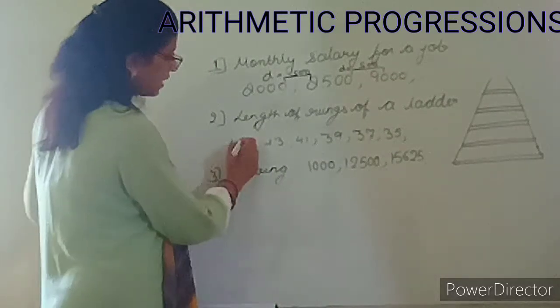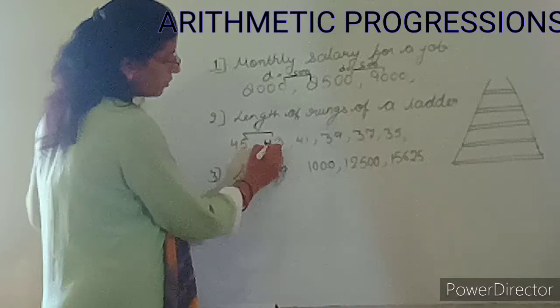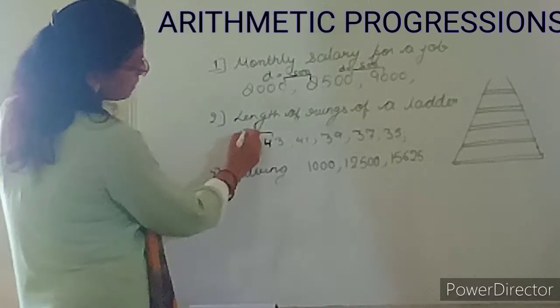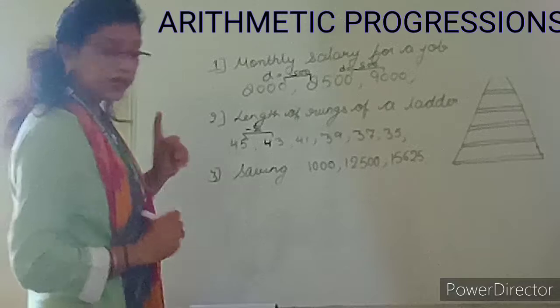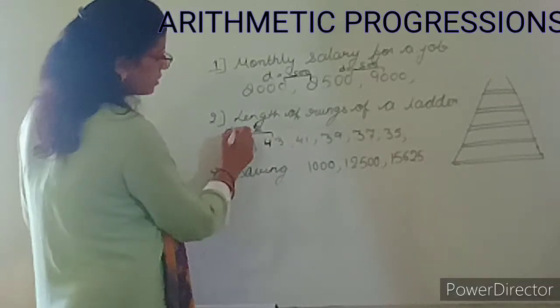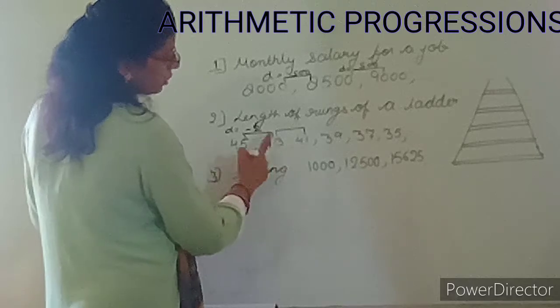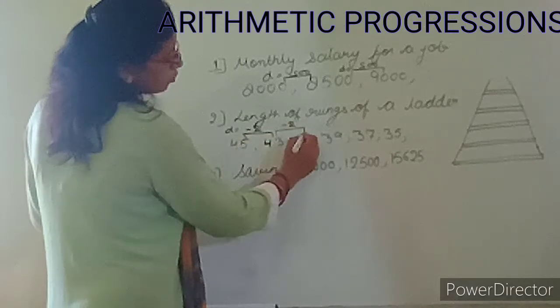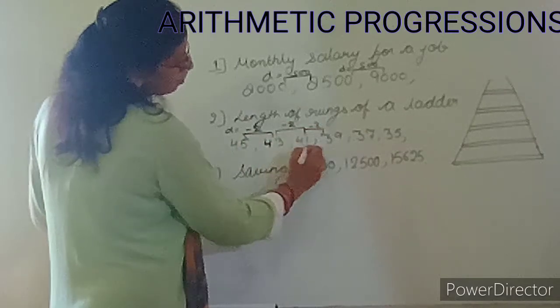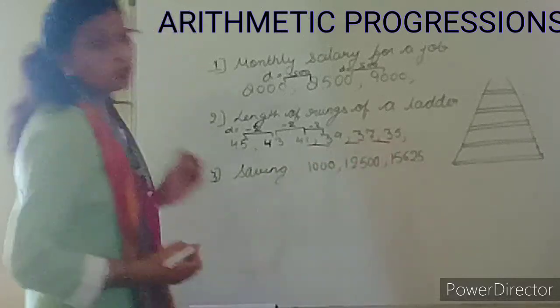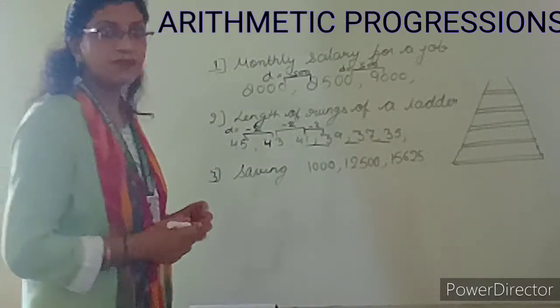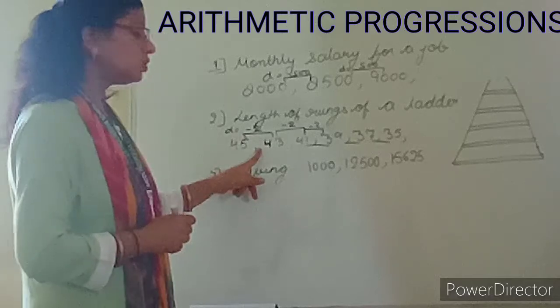In the same way, in the second example, if I see the difference, 45, 43, that means I am decreasing by 2. From these two the difference is minus 2. Then 41, 39, so minus 2 again, then again minus 2. So the difference between two consecutive terms is minus 2.